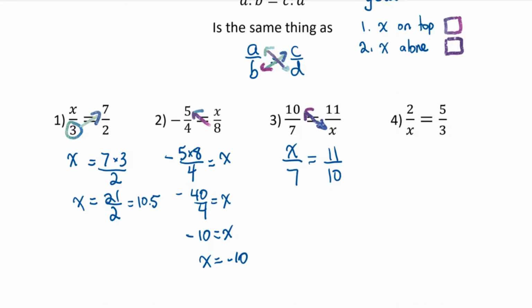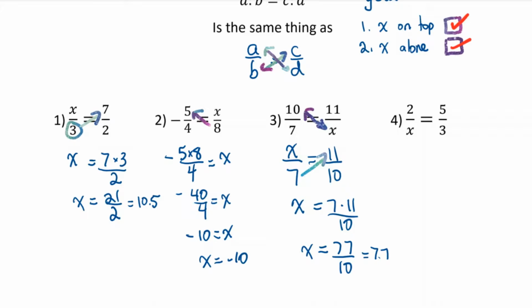Now the reason why I brought the 10 to the other side is, now I've got x on top, that's good, and my goal is to get x alone, so that just helped save me some work. I'm now going to move the 7 away from the x and go 7 times 11 over 10, giving me 77 over 10, which is like saying 7.7. So we got x alone, and we've got x on top. That's the mission accomplished.